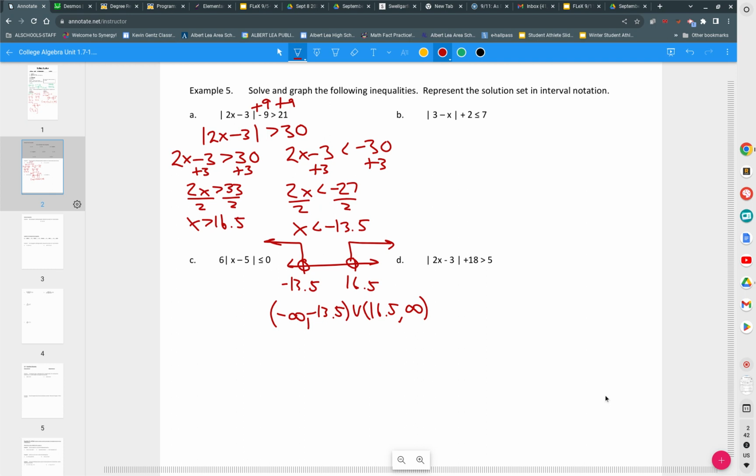Please try letter B on your own. And when you get a result, please compare it with somebody next to you, see if you seem to have it correct. I'm going to hand out your packet of homework for this unit as you're working.